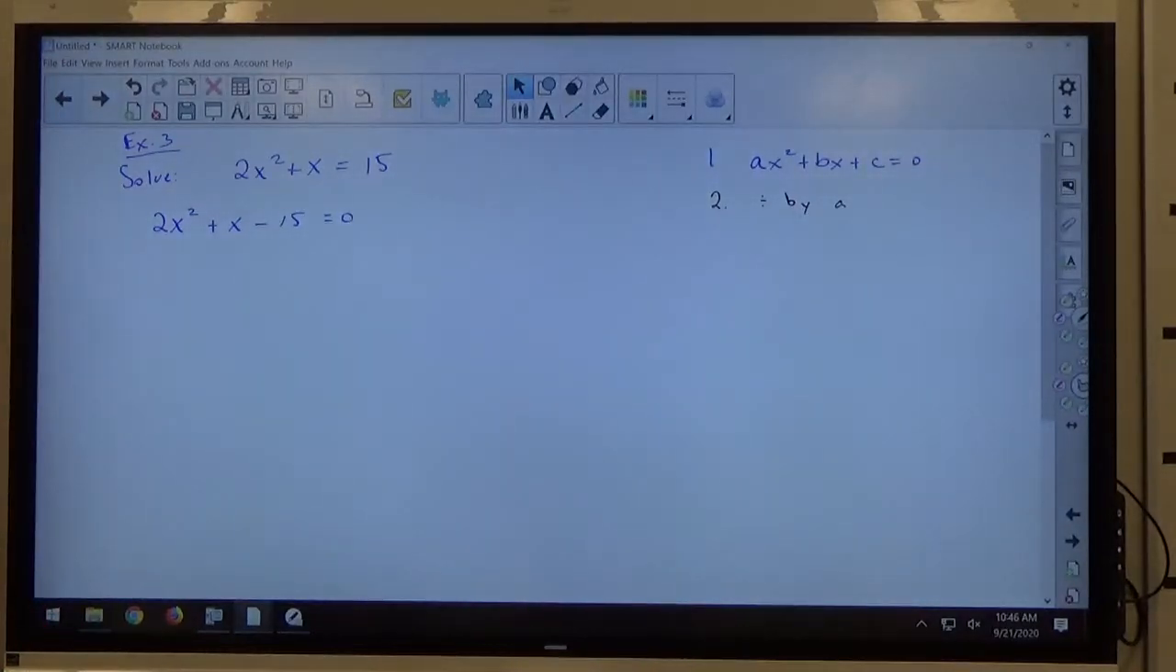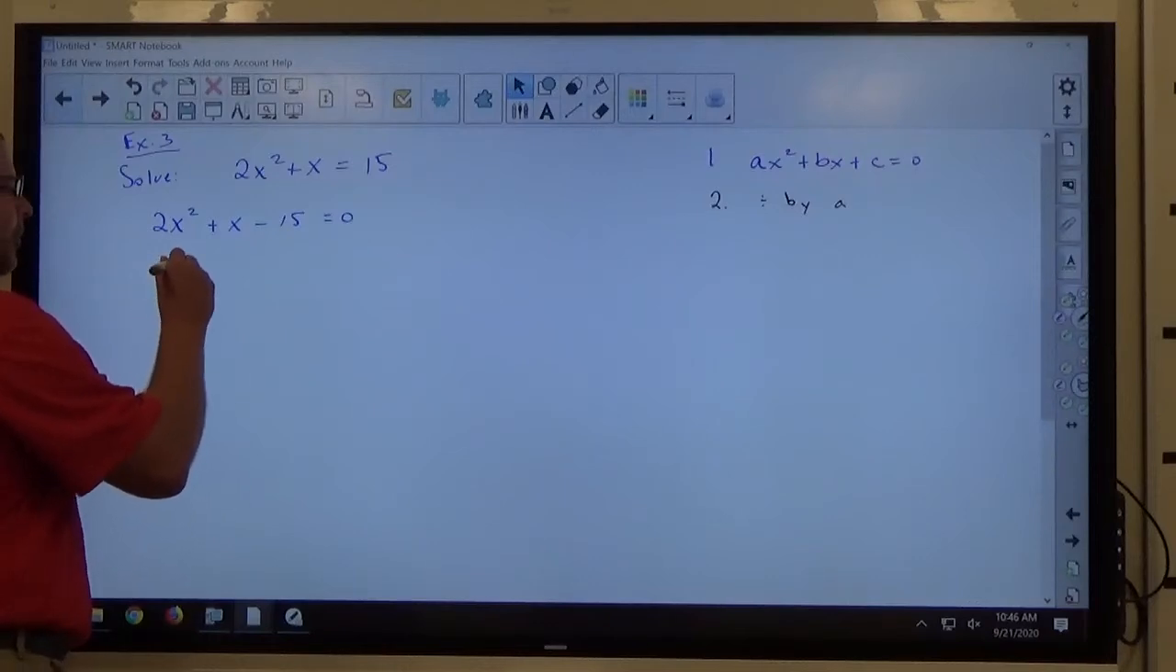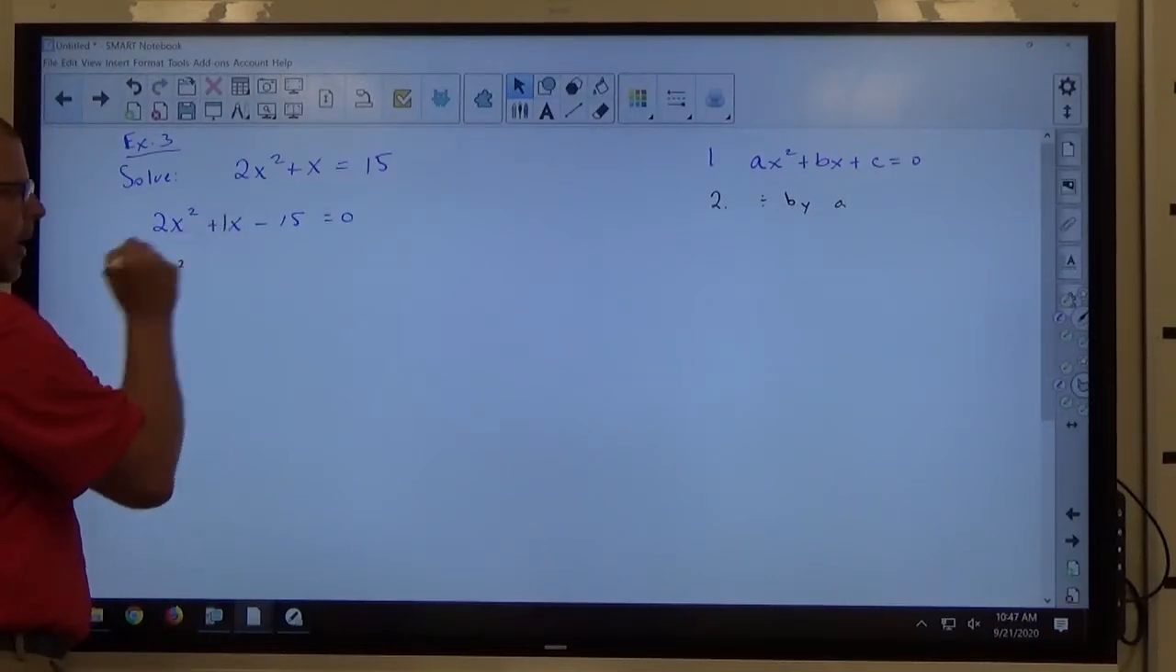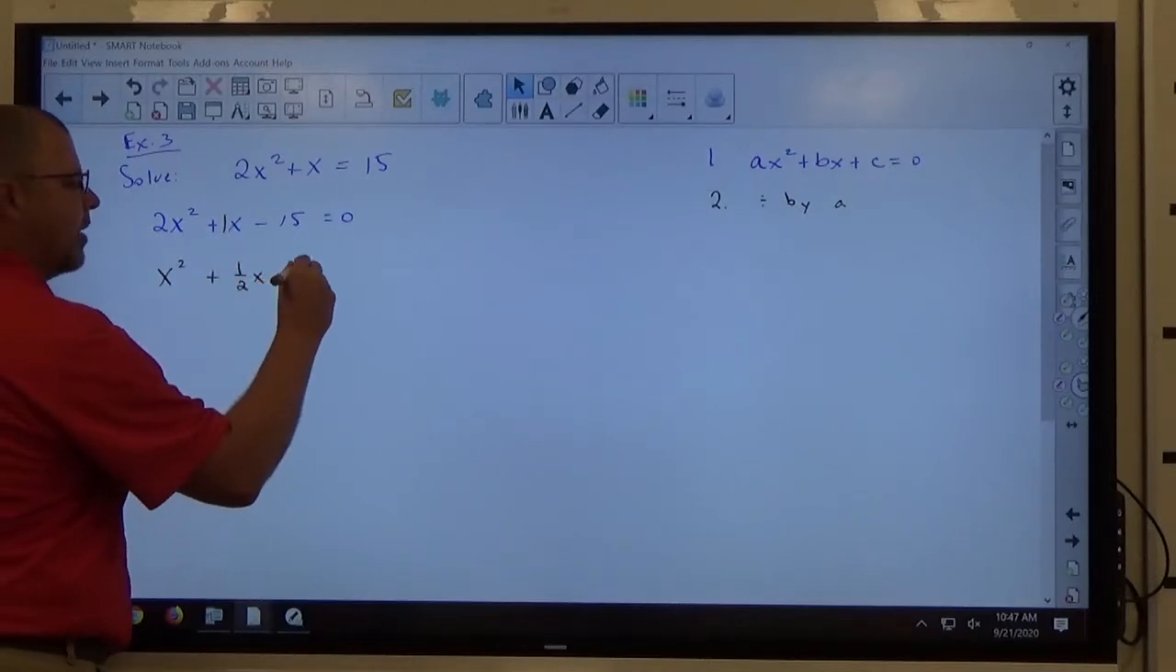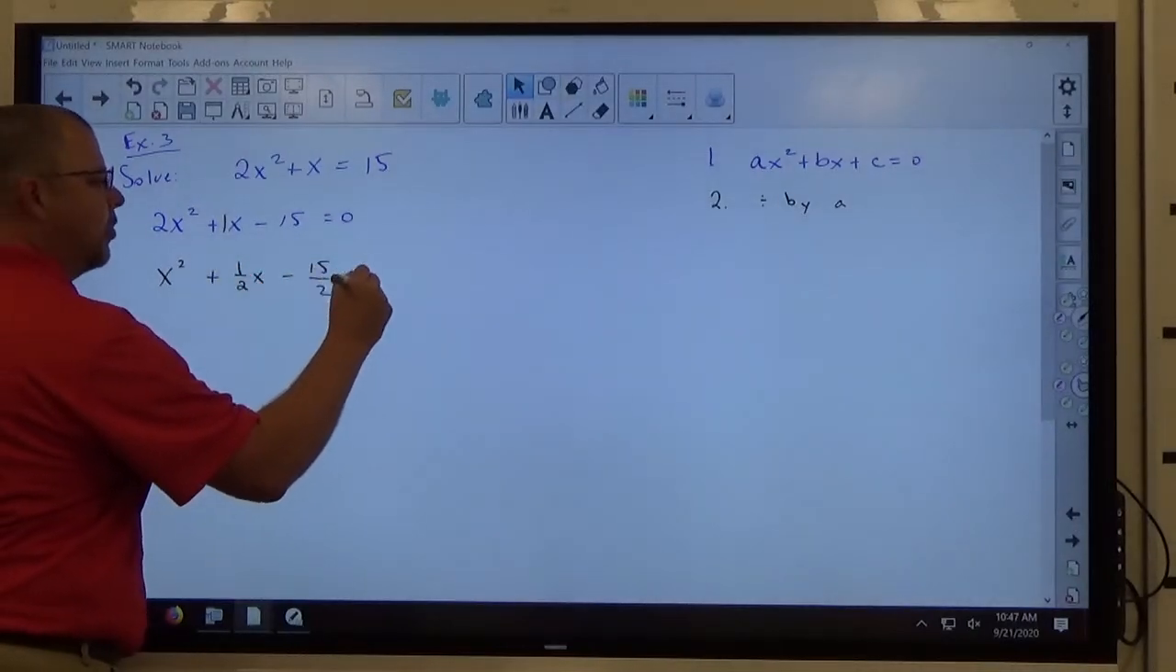Okay? So the examples 1 and 2 didn't have a number except for 1 in front of x squared. So we didn't have to do step 2 in examples 1 and 2. But today we do have a number 2 in front of x squared. So this time a equals 2, I'm going to divide everything by a. So I'm going to get positive 1x squared. Now this is 1x right here, so I'm going to say plus 1/2 x, minus 15 halves equals 0.